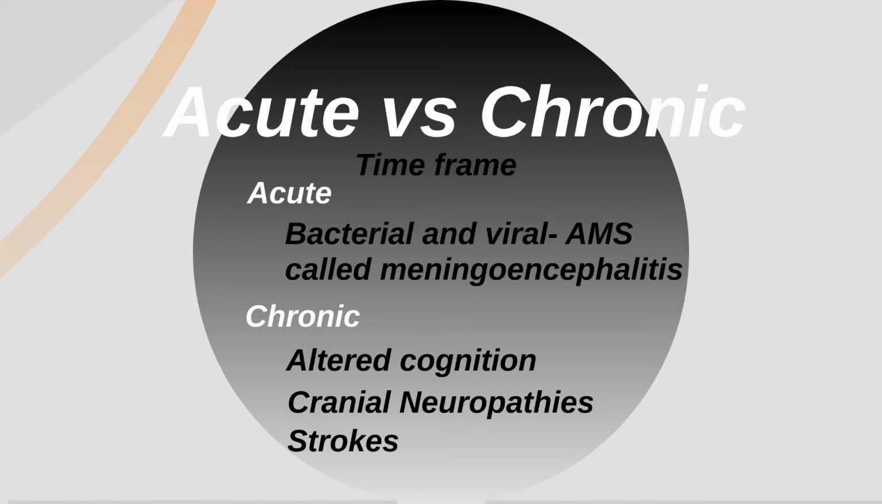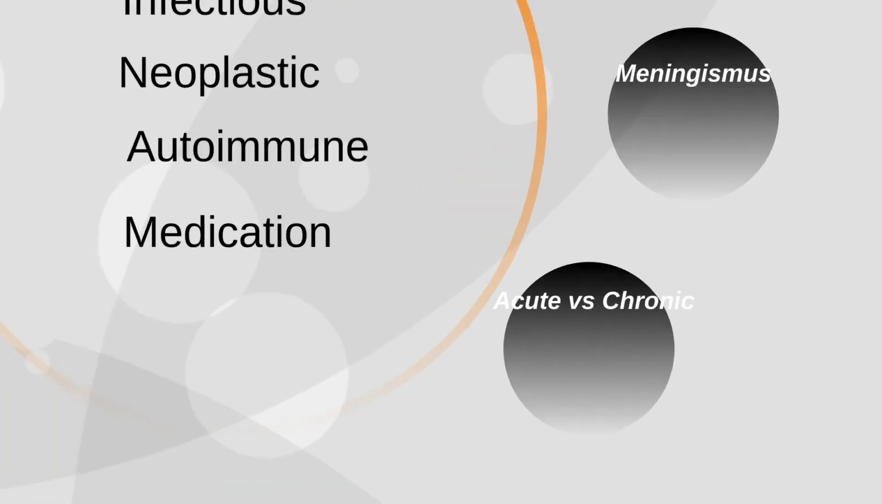If there is concomitant confusion with the acute meningitis, it's deemed to be meningoencephalitis, whereas cognitive change in the chronic cases is not unusual, but other features may be present as well, such as strokes or cranial neuropathies or venous sinus thromboses as a result of the chronic inflammatory process which is taking place in the meninges.